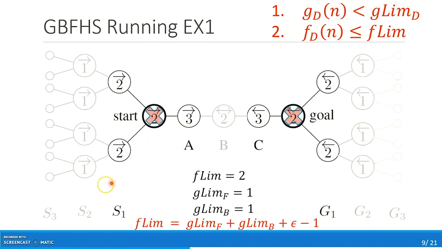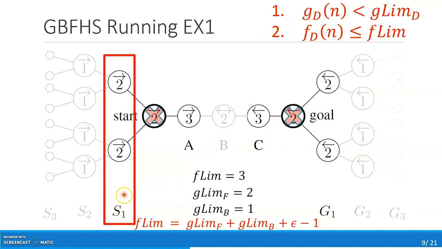Now, A, S1, C, and G1 are generated, and since the minimal f value in the open list is equal to 3, the f limit is increased to 3, and one of these bounds needs to be incremented. Without loss of generality, the forward bound will be incremented first. So now, the only nodes that fulfill these conditions with respect to the new values are the S1 nodes, and GBFHS must expand them.